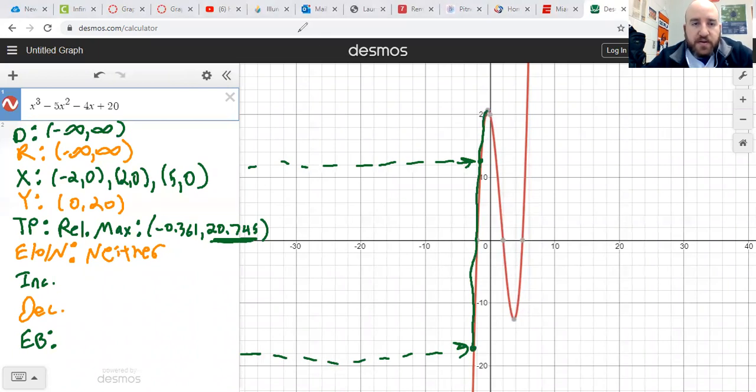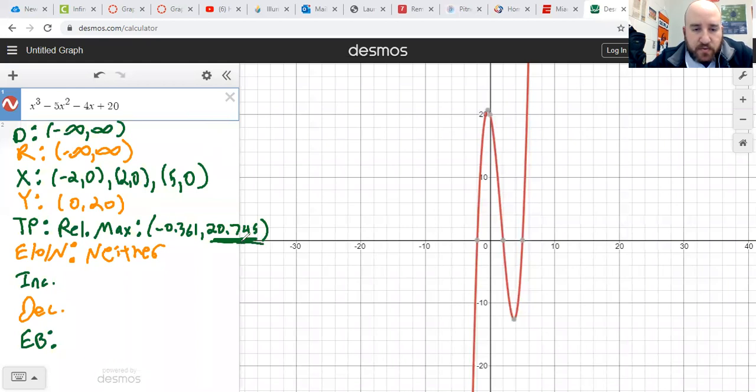So it's increasing, and it would be increasing from negative infinity x, so we're still kind of staying on here. So it would be increasing from negative infinity x all the way to that turning point, which again was negative 0.361. So my first interval of increase, my y values are increasing from negative infinity x to negative 0.361x.